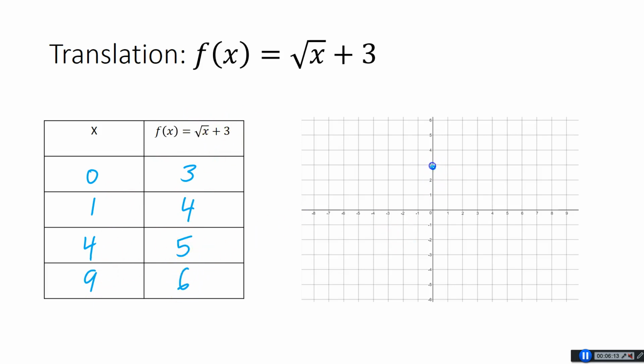So we have 0, 3. We have 1, 4. 4, 5. And then 9 gives us 6. So it's something like this. Okay. So it looks like this was a translation up.